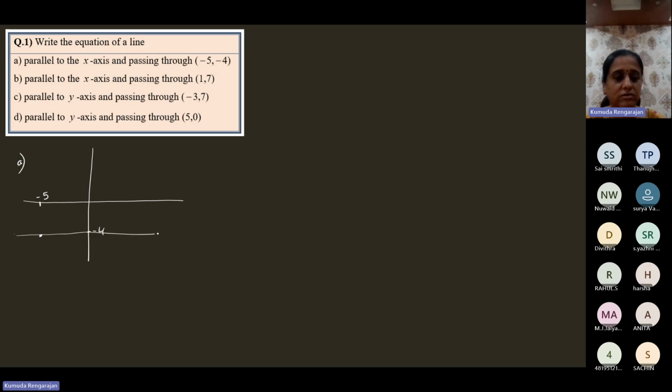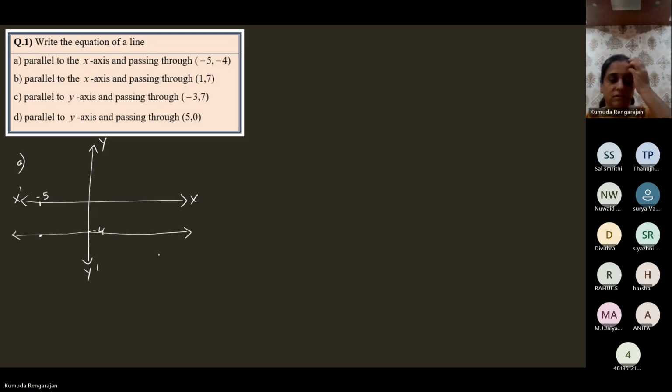So it's like this. This is the y-axis. This is the x-axis. And this is that line. We are given that the line is parallel to the x-axis. So it can be above the x-axis or below the x-axis. But it passes through (-5, -4). So this is (-5, -4). The line passes through this point and it's parallel to the x-axis.